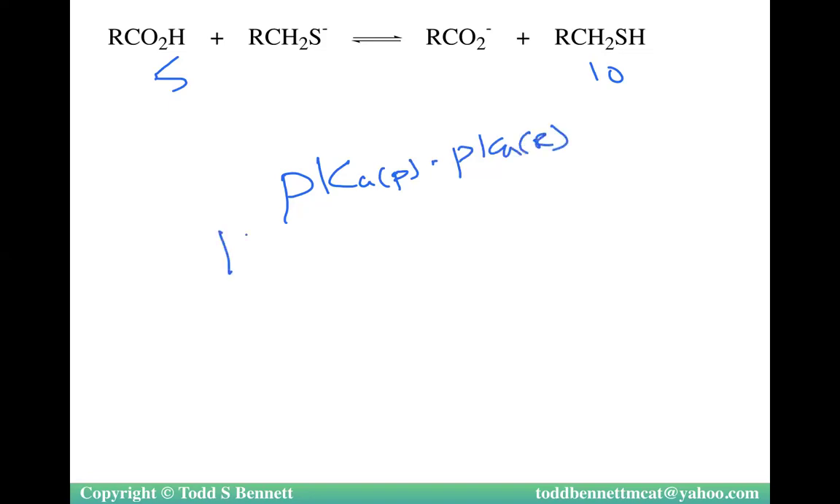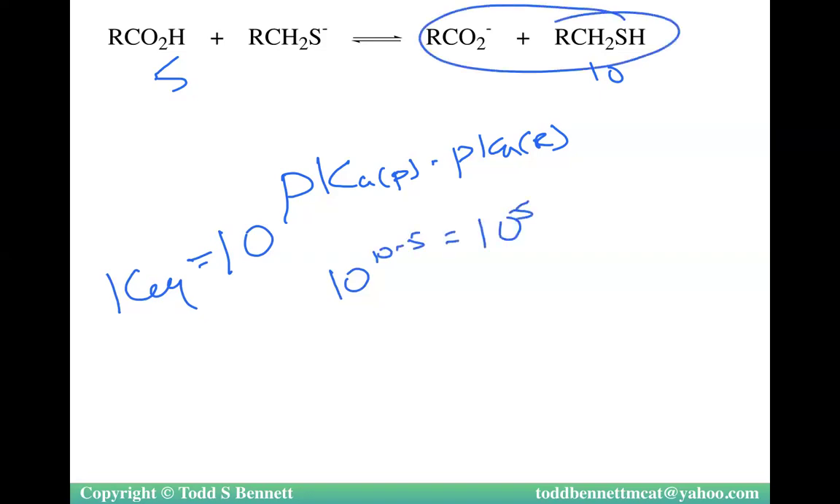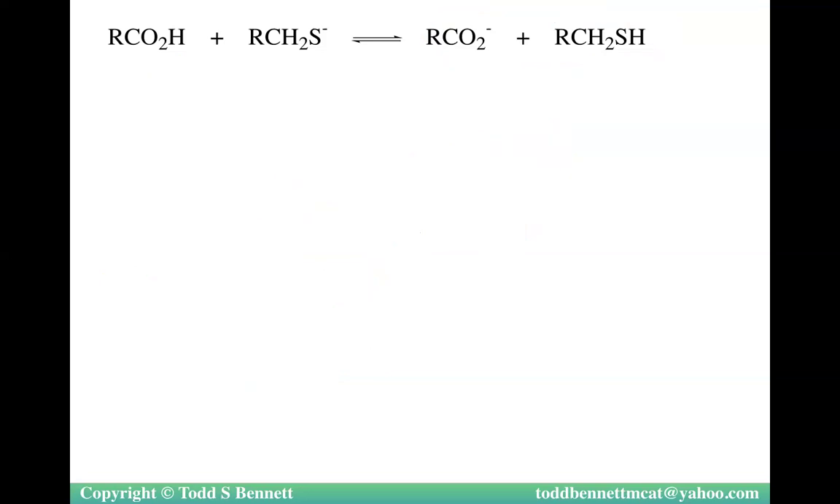And then keep in mind that's 10 to the power. So this would be 10 to the 10 minus 5, which equals 10 to the 5th, which would favor this. So K equilibrium much greater than 1. So it would favor that. Okay? So let me do it conceptually. Stronger acid, weaker acid. So that would mean this is the weaker conjugate base and stronger conjugate base.